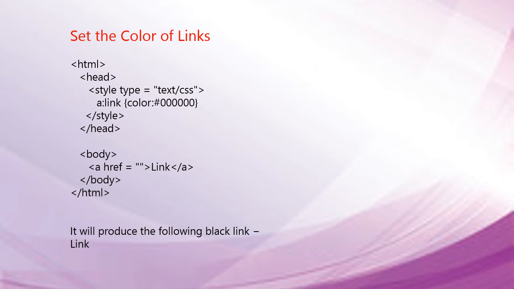Consider how to set the color of links. The following example demonstrates how to set the link color. Possible values could be any color name in any valid format. So consider the HTML program. Here we have given the style type is equal to text/CSS, a:link color. So here we have given color to the link. And in body we are saying href is equal to and then link, so it will produce the following black link.